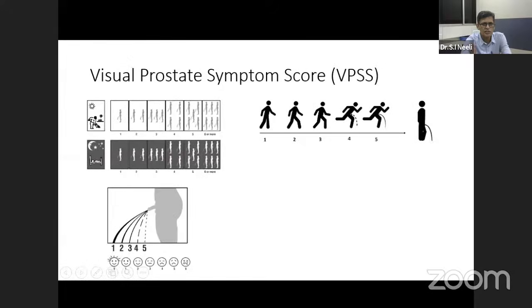For uneducated patients, the visual prostate symptom score can be utilized, where the symptoms have been depicted pictorially. Like this shows the daytime frequency, how often the patient has to go, and this is the nighttime frequency. This is the stream, whether it is a good stream or a poor stream, whether there is dribbling of urine, and whether the patient has to rush to the toilet. All these have been depicted pictorially, and also how the patient's quality of life is affected, whether the patient is badly affected or not affected by these symptoms.